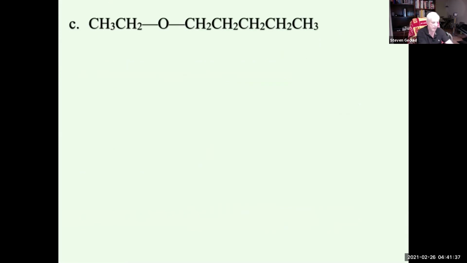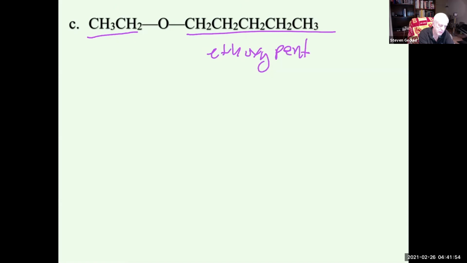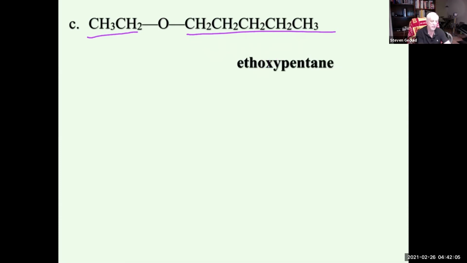Okay. Again, there are 2 carbons and there are 1, 2, 3, 4, 5 carbons. So the first part of the name is eth because there are 2 carbons. Ethoxy. And then 1, 2, 3, 4, 5, pentane. We don't have to include all that. Ethoxy pentane. This is the shorter chain. You drop the A-N-E and add oxy to the end of it, and this tells you how many carbons there are. And then you name the last one just as you would as a hydrocarbon.